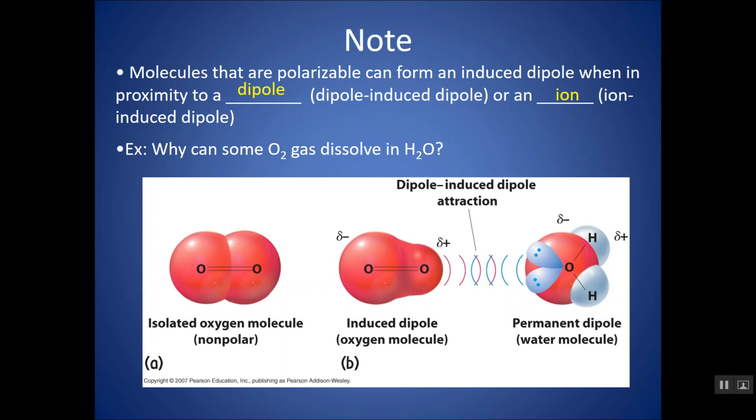So you can do it with a dipole next to a nonpolar molecule. You can even do it with an ion next to a nonpolar molecule. It can cause an ion-induced dipole moment too. So anytime you have something where you do have a separation of charge already, it can induce that same change in something that is nonpolar, something that doesn't ordinarily have those charges.